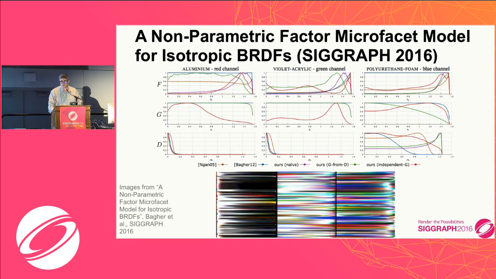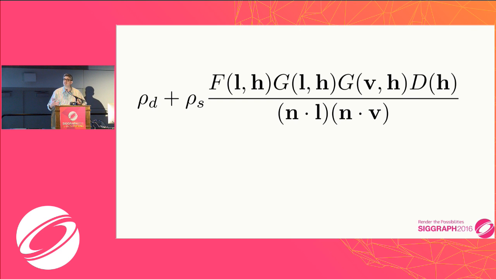This is another paper. It covers some similar ground, but it has some important differences. Instead of using an extraction approach, it uses more of an optimization or fitting approach. It's restricted to isotropic BRDFs. It does extract or fit a Lambert term. And their model is a lot less constrained by the theory.